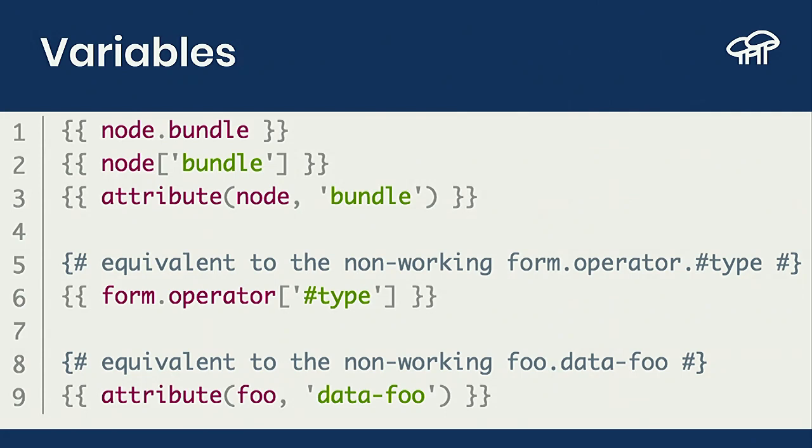If the variable that you want to print starts with a hash sign, you cannot use the dot notation. For example, in line number 6, we have a variable called form. Inside that one, another variable called operator, and inside that one, hash sign and type. Because that name starts with a hash sign, you cannot use the dot notation. Another scenario where you cannot use the dot notation is when the variable name has a dash as part of the name, because Twig will think that this is an arithmetic operation, and it will actually try to perform a subtraction. So in that case, you cannot use the dot notation. These two other options are rarely used. In fact, the square bracket notation appears about 5 times in Drupal core at all, and the attribute function doesn't appear at all.